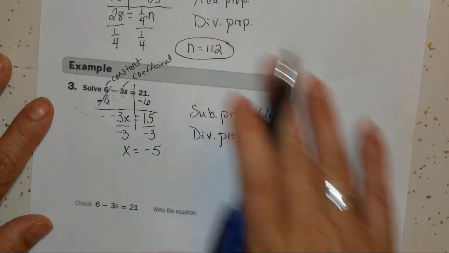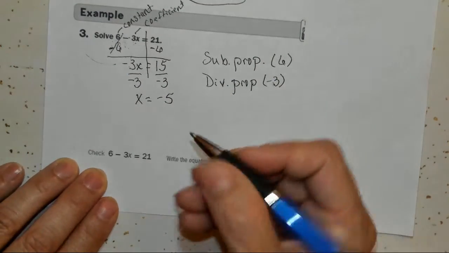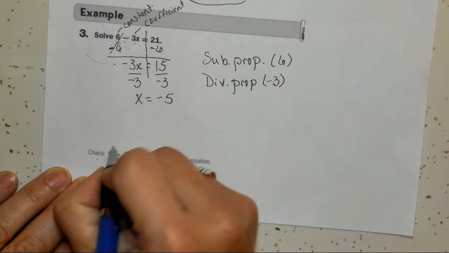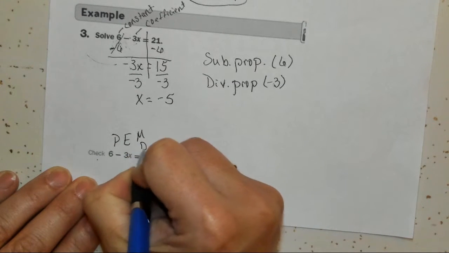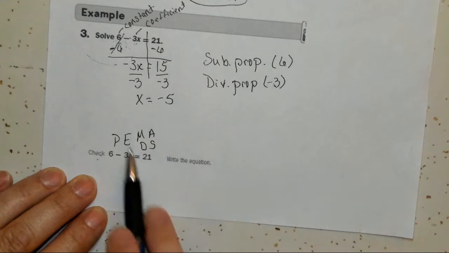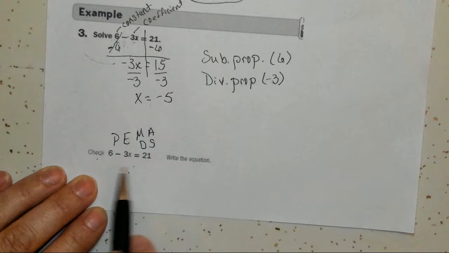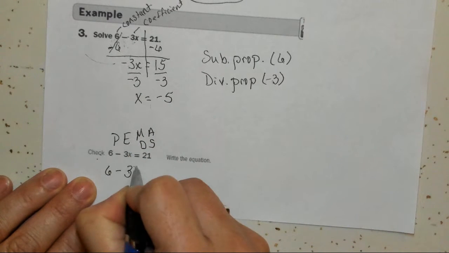Now, equations can be checked. I could have checked all of them. I'm going to show how to check this one. When we check equations, we are using the order of operations. This one doesn't have too many operations in it, so I'm going to show that negative 5 is the number that's missing right here in this arithmetic.